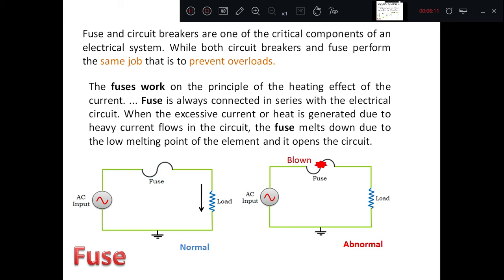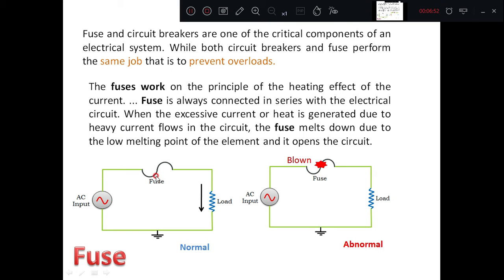The fuse and the circuit breaker are critical components of the electrical system. Both circuit breakers as well as fuses perform the same job, that is, to prevent overload or a short circuit. Then we'll see exactly what we mean by a fuse and what the function of the fuse is. The fuse works on the principle of the heating effect of the current. A fuse is always connected in series with the electrical circuit, that is, in series with the appliances as well as the supply.